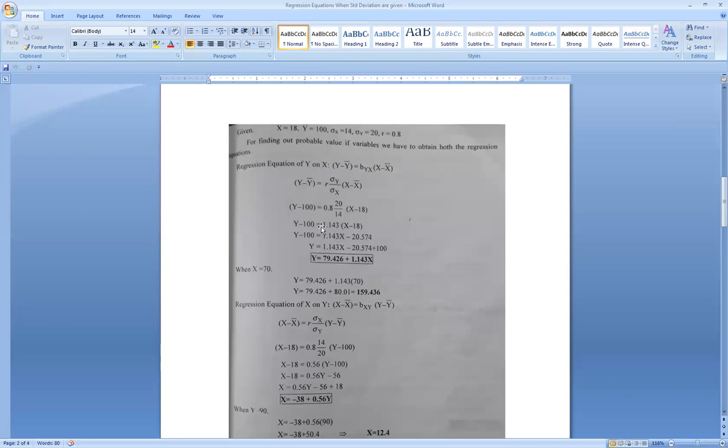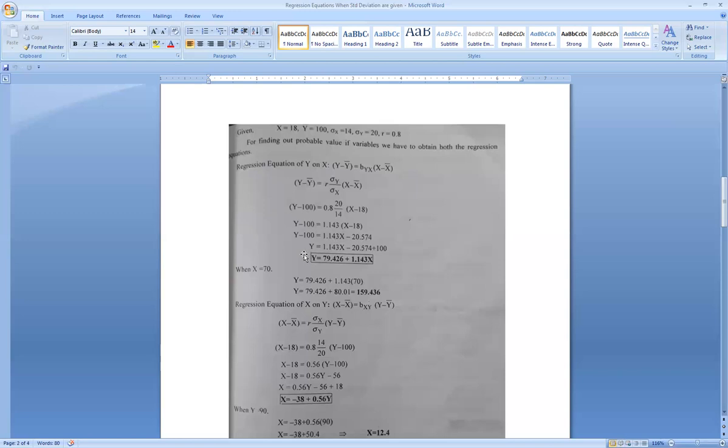Y minus 100 equals, multiply 20 by 14 into 0.8, which is 1.143, into x minus 18. Therefore, y minus 100 equals, multiply with the numbers: plus into plus is plus, 1.143 into x becomes 1.143x. Plus into minus is minus, 1.143 into 18 is 20.574.